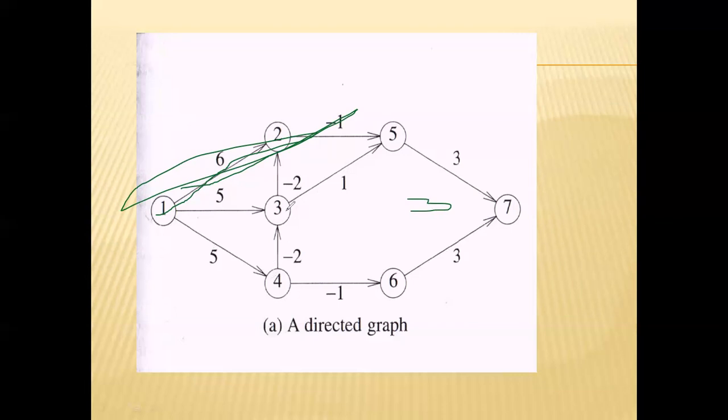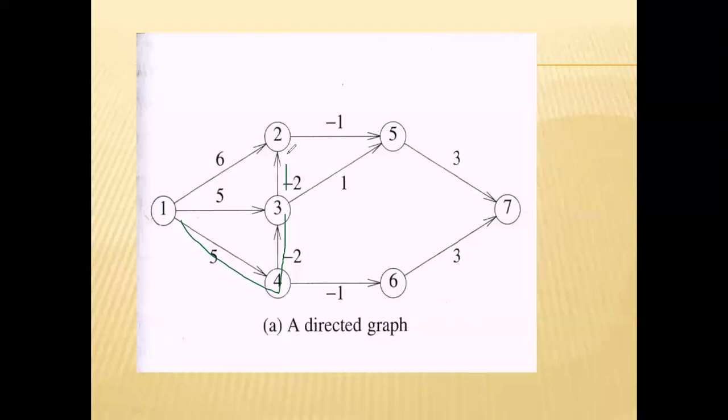There is another shortest path using 3 edges from 1 to 2, that is 1 to 4, 4 to 3, 3 to 2. The shortest path length is only 1: 5 minus 3, 5 minus 2, then minus 2, that is 5 minus 2 minus 2, which equals 1.